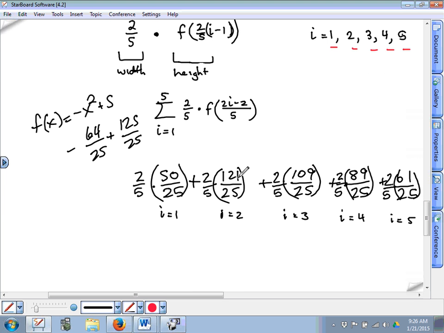So this is where we were when the bell was ringing. These right here, you guys, these were the values that we got when we plugged into the function. Okay, what were these?